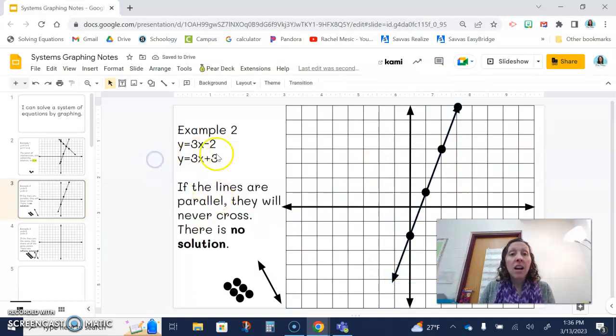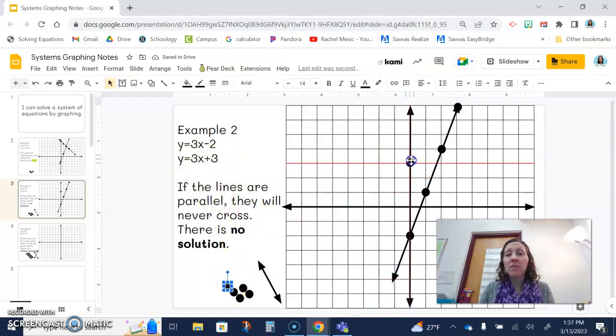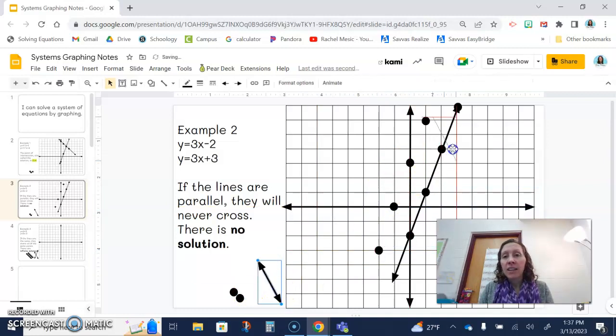And the next one, our y-intercept is +3. And our slope is also 3. So up 3 over 1. I'm kind of out of space. I could put another one here because from here I would go up 3 over 1. Same for here. And then let's connect them.